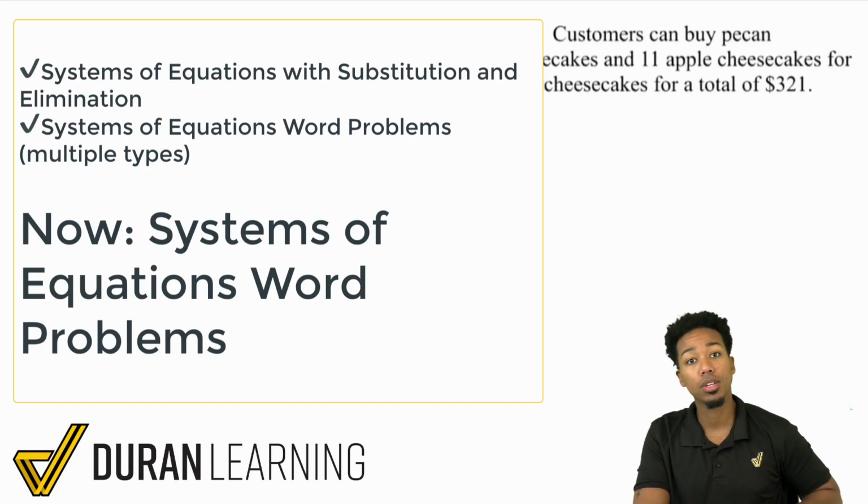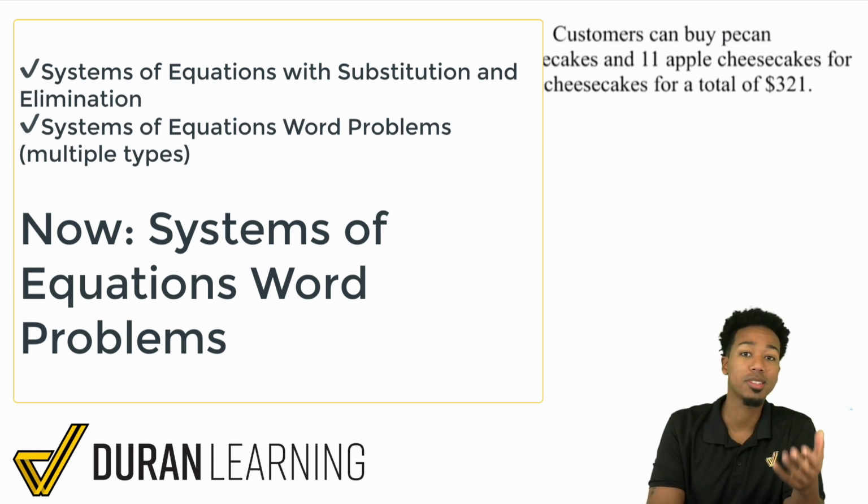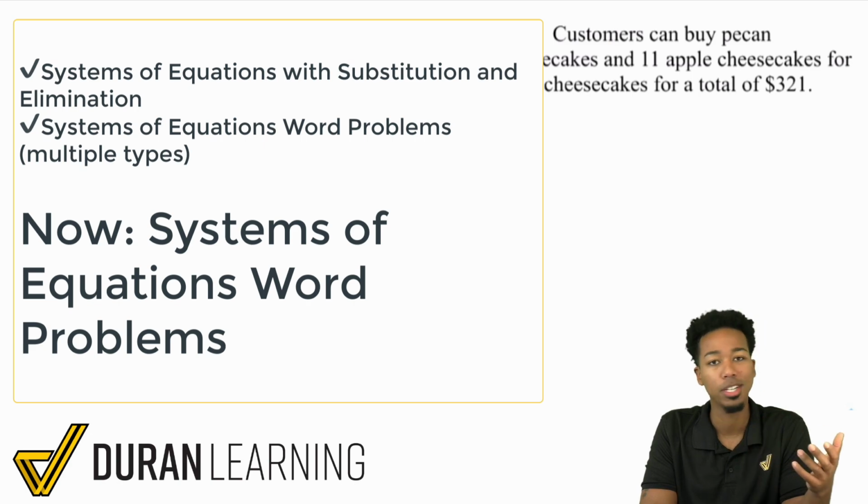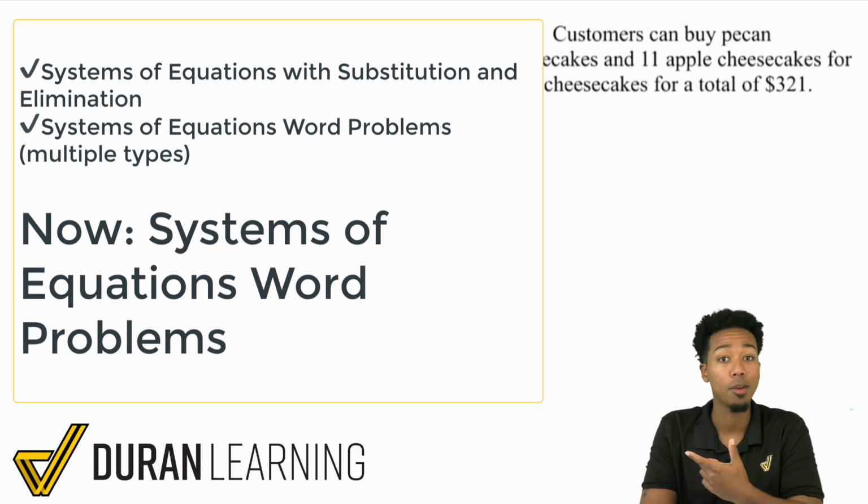And what we're going to do here is go over another type of systems of equations word problem. There are so many different types that you can see. So I'm going to take you through another example and show you those patterns that we've been seeing from those previous guided practice videos up until now.